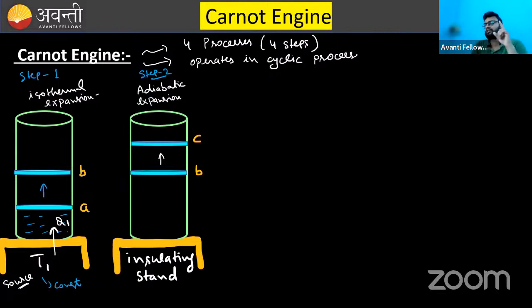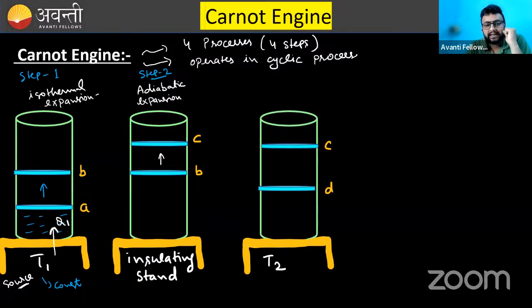So two steps are clear. In two steps, there were two processes. One is isothermal expansion, one is adiabatic expansion. We will draw a PV curve for the same. Now in the third step, what's happening? Now the gas is compressed. You can see first it is expanded from A to B, then from B to C. Now it is compressed from C to a position D.